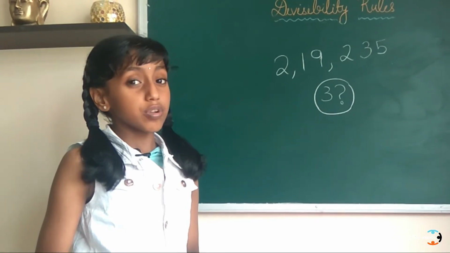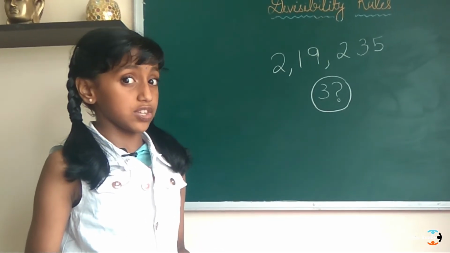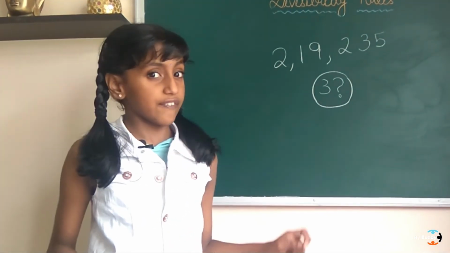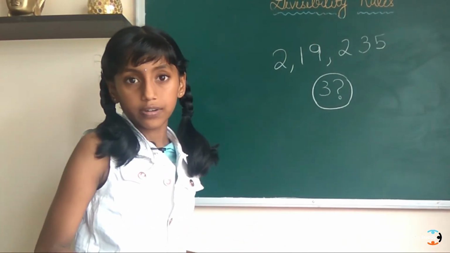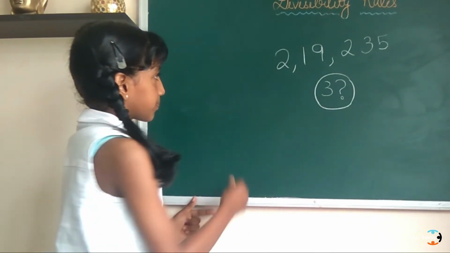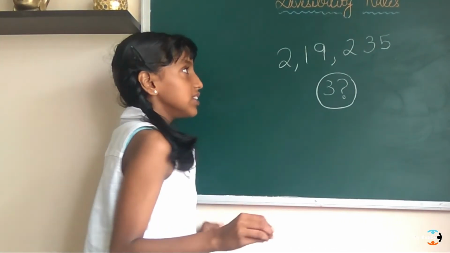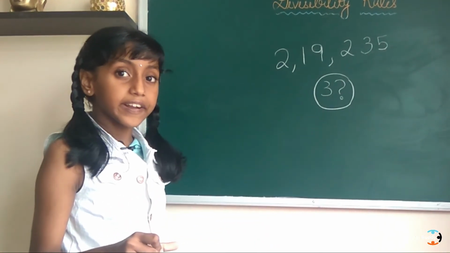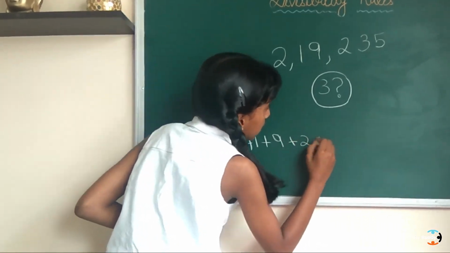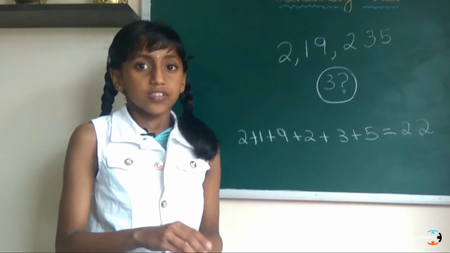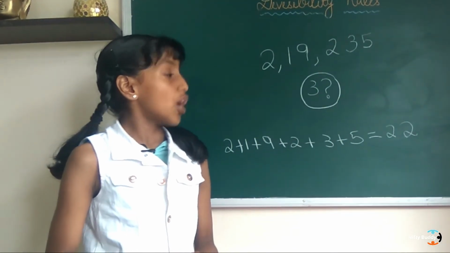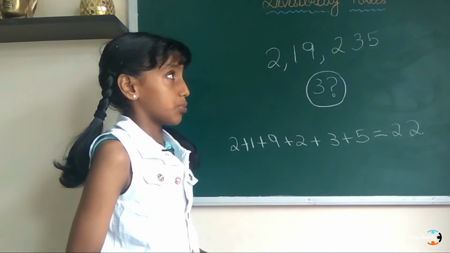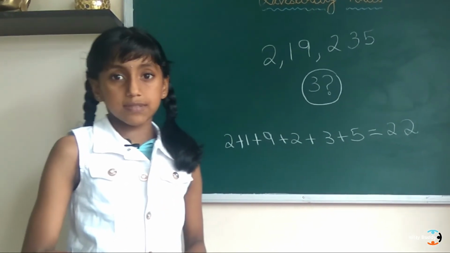So friends, do you remember the question I asked in the beginning of the video? Is the number 2,90,235 divisible by 3 or not? Let's find it out now. We need to add all the digits and find the sum and see whether it comes in 3 tables or not. So friends, the number 22 is not a multiple of 3. So the number 2,19,235 is not divisible by 3.